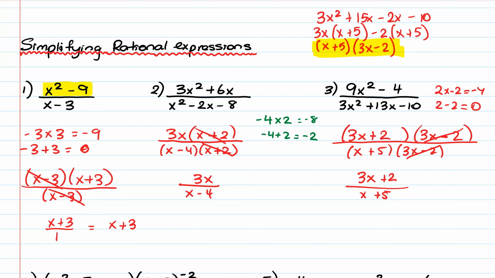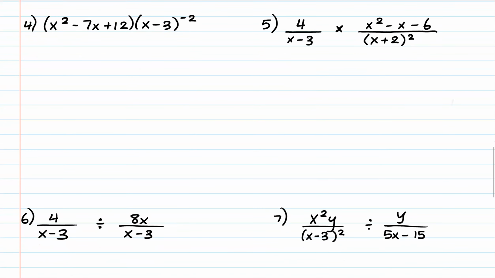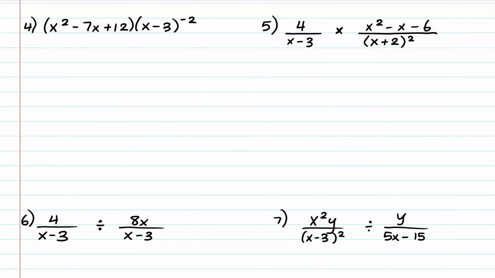Cool? So now we've got these two over here. Look at the one with x squared minus 7x plus 12 in brackets and x minus 3 to the power of negative 2. What I could do is rewrite this as x squared minus 7x plus 12 over x minus 3 squared. Because that's a negative exponent, I can put it under as a fraction to make it positive. Now let's factorize the top.